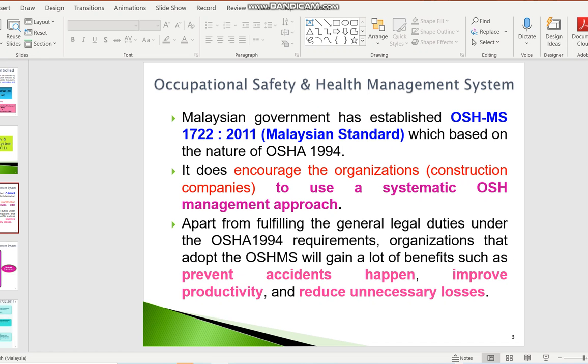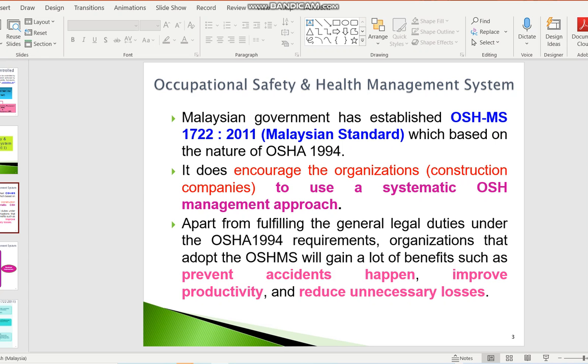So for this OSHMS system, you can refer to these Malaysian standards to help you create that system as well. Okay. So whatever I've spoken about is also part of these sort of things. And this OSHMS is a Malaysian standard. It's just like your code, a guidebook for you to create an OHS system for your work site.